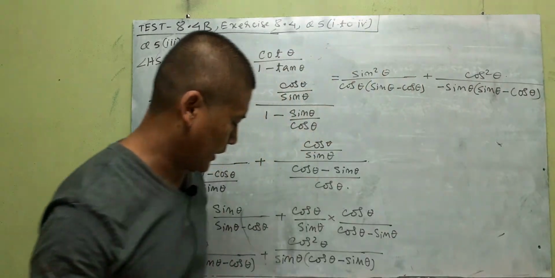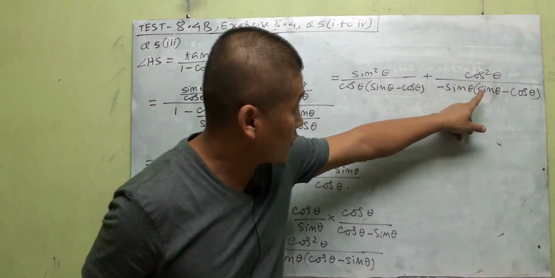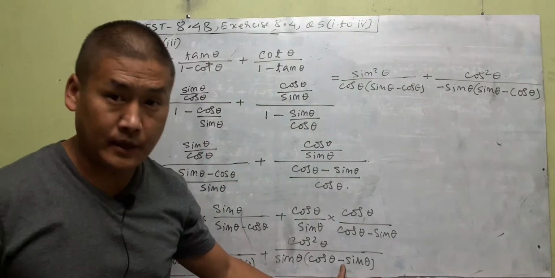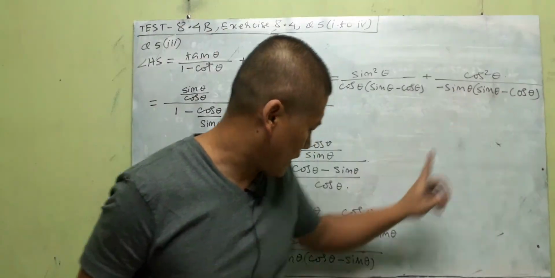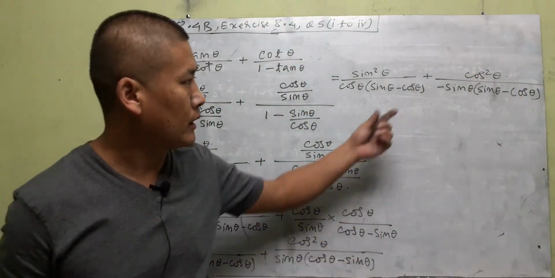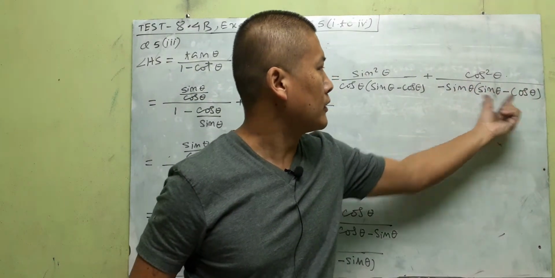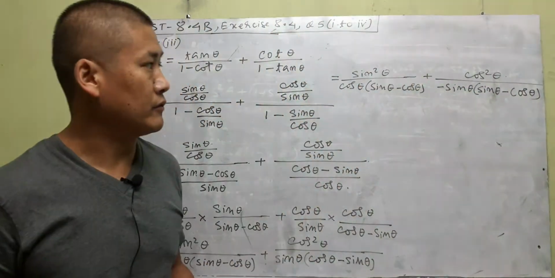Okay, so this one. Let me repeat here. Minus into plus is minus sin theta, still the same. Minus into minus is plus cos theta. Why did we do that? So that this will exactly look the same as this. Then we can take it out as a common factor, right?